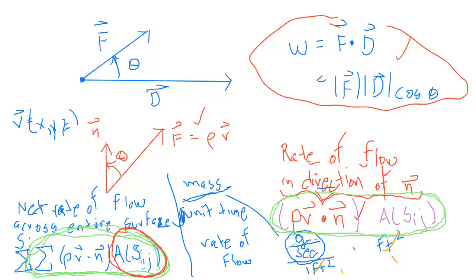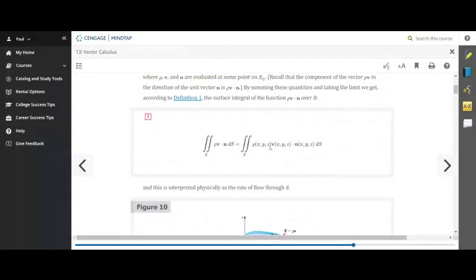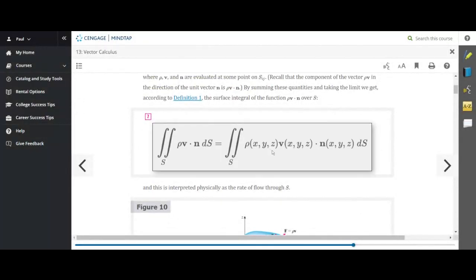Okay, well, so now this net rate of flow is going to turn into a surface integral. That would be your surface integral. See there? Density times velocity dotted with the vector n, and then dS, capital S, because the double Riemann sum turns into a double integral.